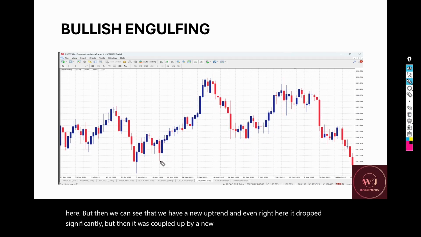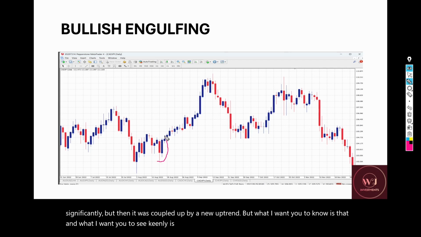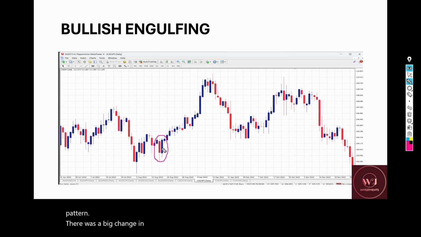But what I want you to know, and what I want you to see keenly, is that every time the market formed this candlestick pattern, there was a big change in trend or a reversal right here. And then there is also this one right here as the market turning points.